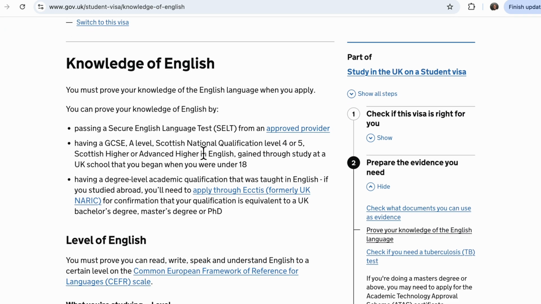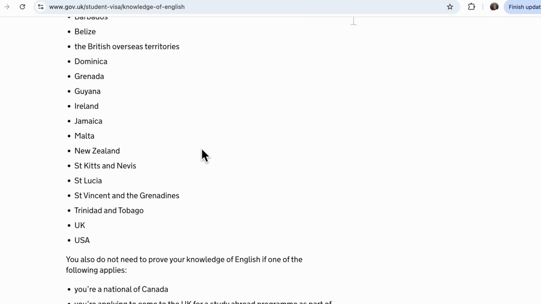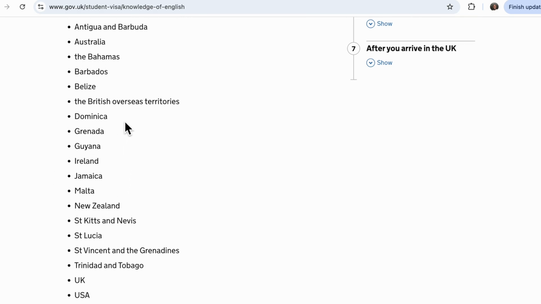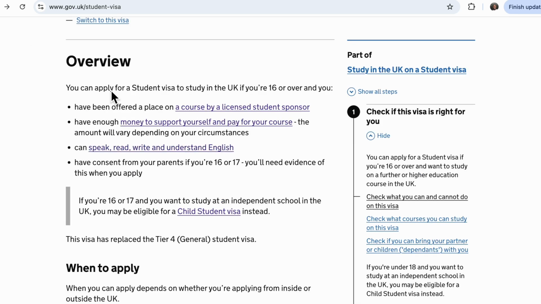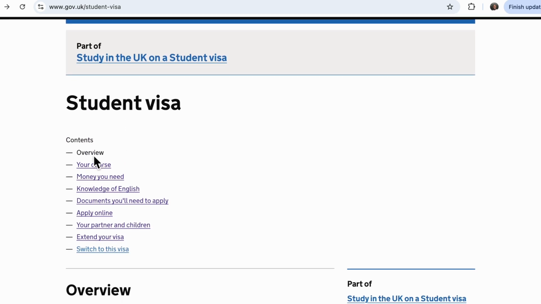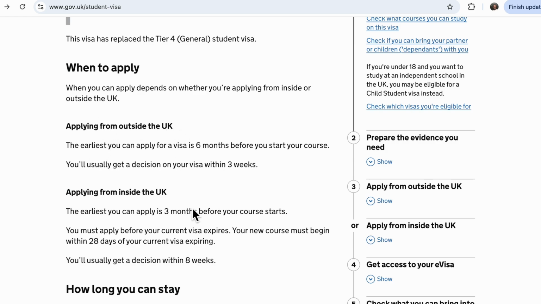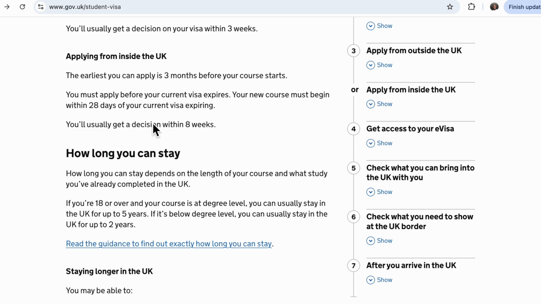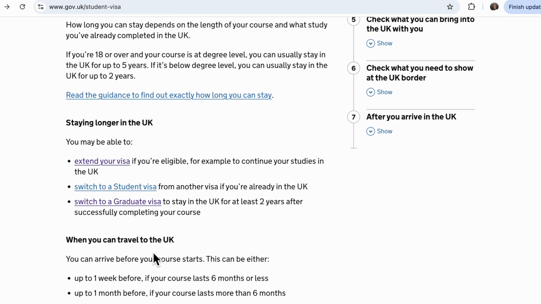So you can go read a little more about the English test and all on this page. So if you're coming from these countries here, where I'm hovering, you don't need to prove that you can speak English. So you don't need to prove anything. So let's continue to go on the page. So if you're applying from outside the UK, they're talking about if you're applying inside the UK, how long you can stay. So everything is here on how long you can stay.